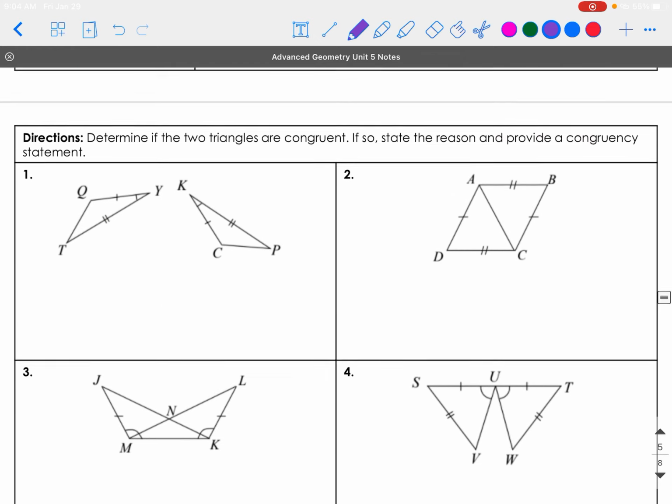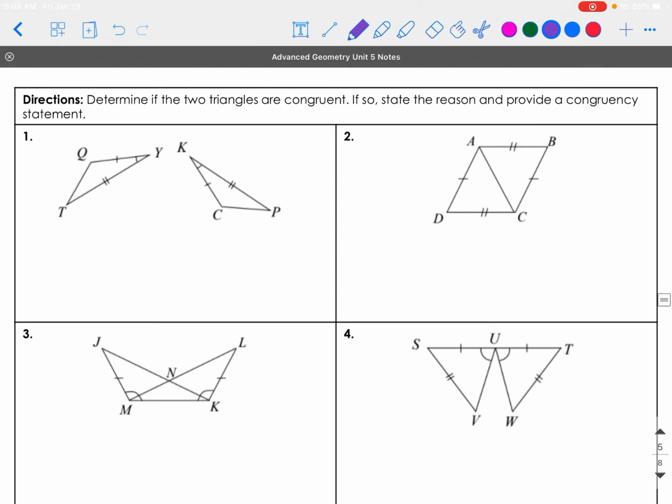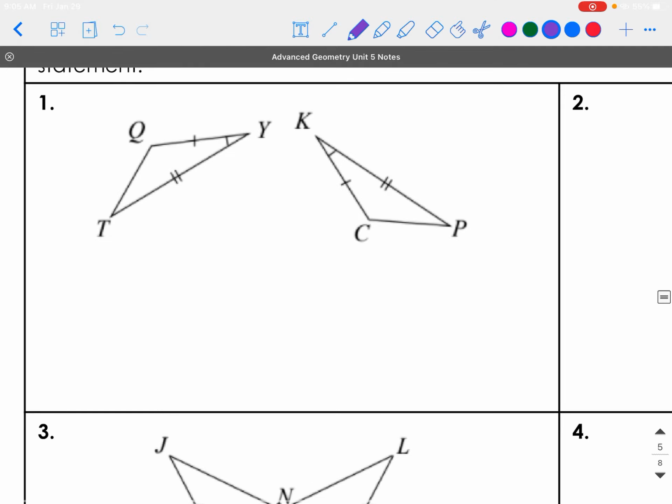Now let's look at some examples of some triangles, and we're going to determine if we have enough information to say that they are congruent. All right, so if we look at number 1, we have this side and this side congruent to each other. This one and this one. And then the angle that is marked is the angle where the two sides meet. So that, if we think back, is SAS. So yes, these two triangles are congruent by SAS.